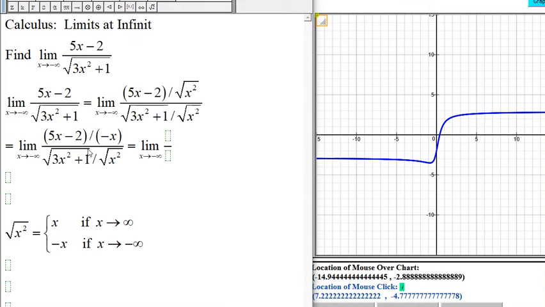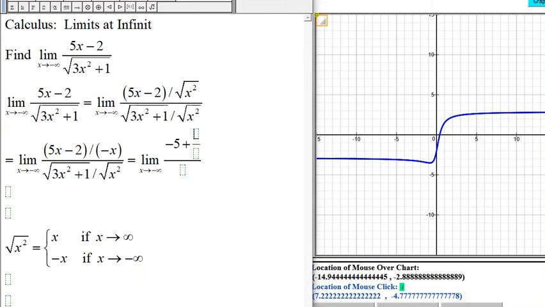And so now for the top, we have 5x divided by negative x, which is negative 5. And then we have negative 2 divided by negative x, so that will be positive 2 over x. And then the bottom here, we can combine them. So this will be over x squared, and then the 1 over x squared. It's 3x squared divided by x squared, and then plus 1 divided by x squared. We can do this because this is under the square root, and this is also under the square root.